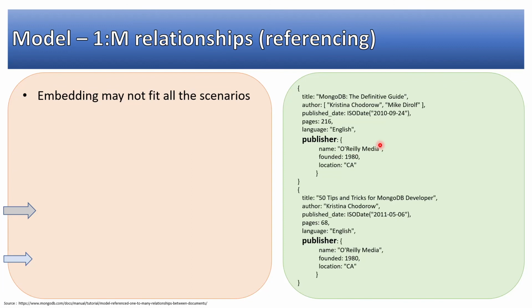So it might happen that we have a books collection as well as publishers. When we store publisher information inside book information, that may not be possible. In this scenario, publisher information is getting repeated across the books. One publisher may have published so many books, so embedding may not be feasible in this kind of scenario.